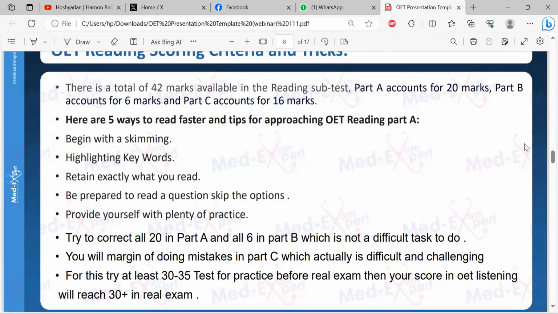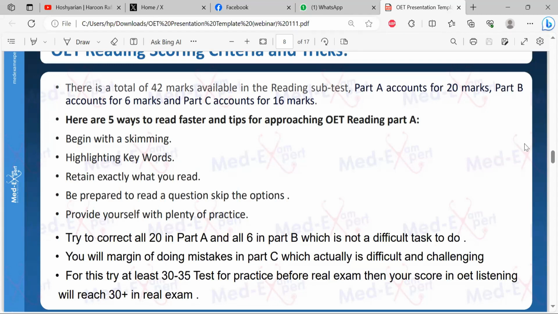I'm just telling this for Part B and Part C of the reading, because if you have figured out the keywords and you are finding your answer, then the elimination method is a must. You have to read the options and think, okay, this is not going to fit here, then cut it.